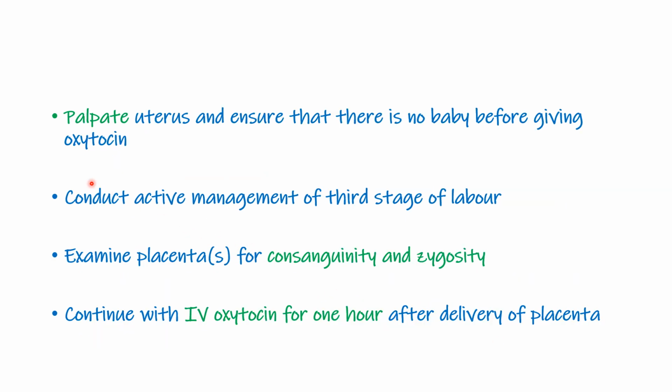So after you have delivered the second twin, you palpate the uterus and ensure that there is no other baby before giving oxytocin. Then later you conduct the active management of that stage of labor, and you examine the placenta for chorionicity and zygosity. The active management of that stage of labor involves giving oxytocin to avoid PPH, that is postpartum hemorrhage. So you continue giving the IV oxytocin for 1 hour after the delivery of the placenta.